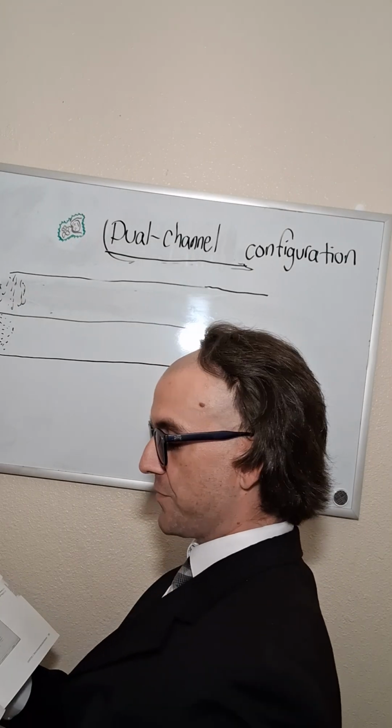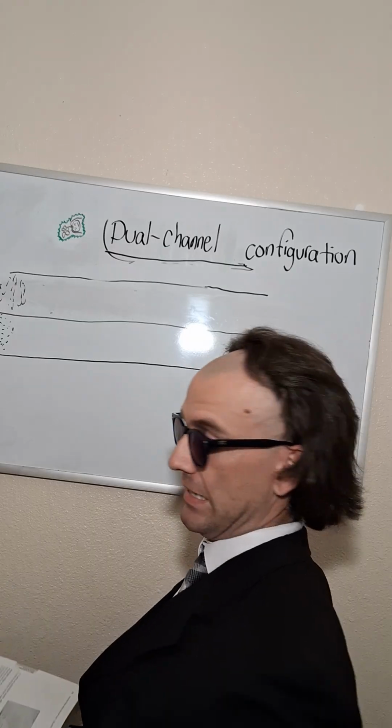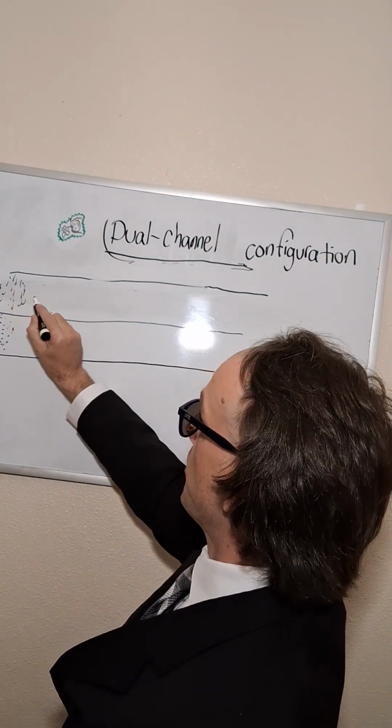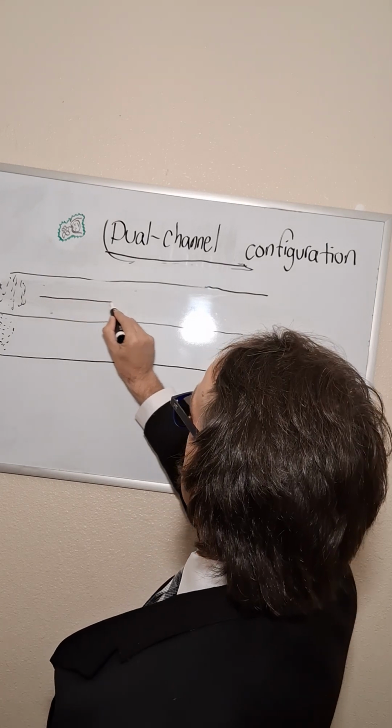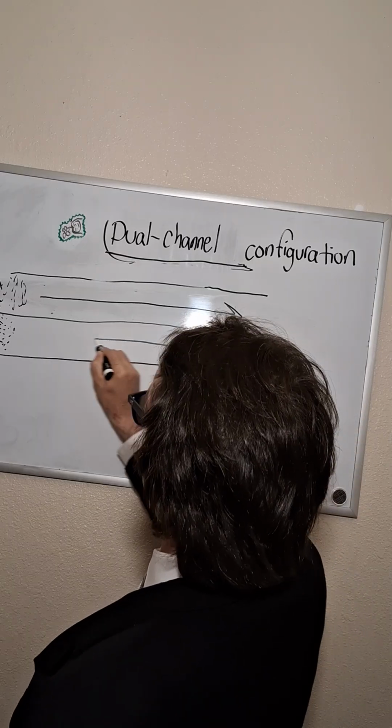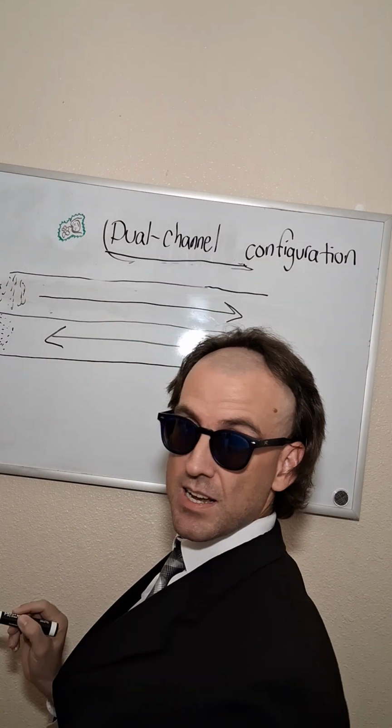And they can carry information to and from memory at the same time. So all of these 64 bits can send, and then you have the other channel, the other lane, it can receive at the same time.